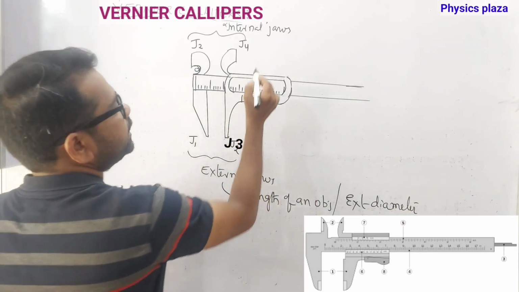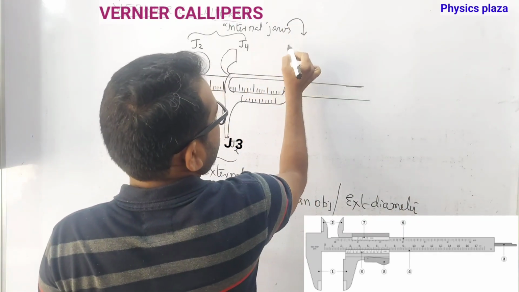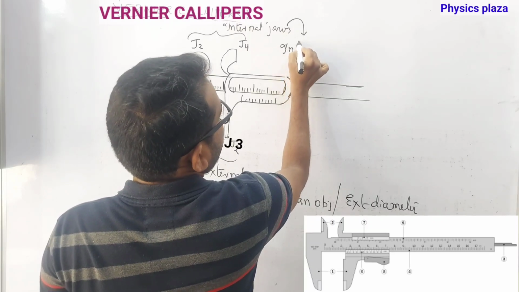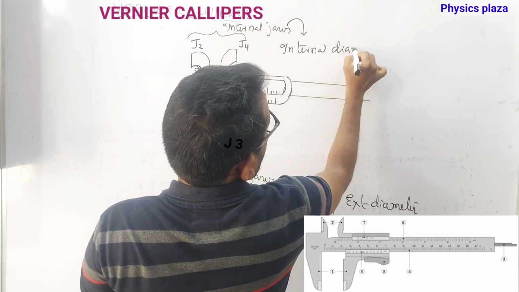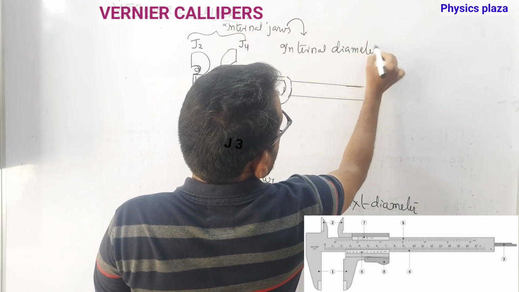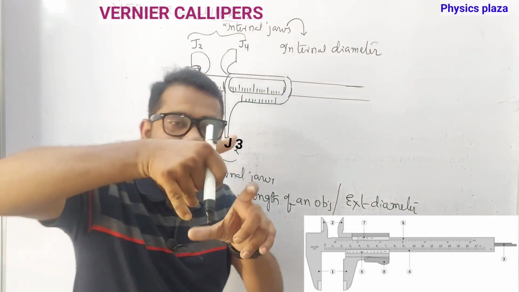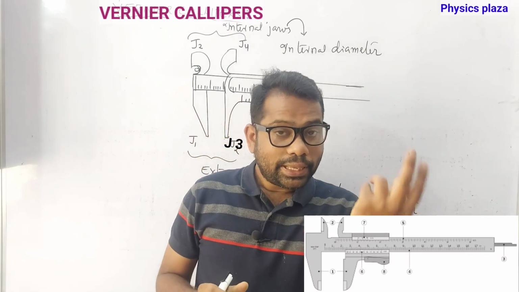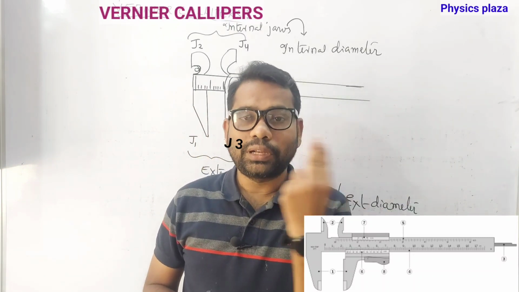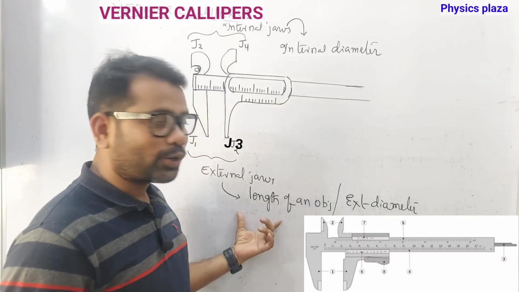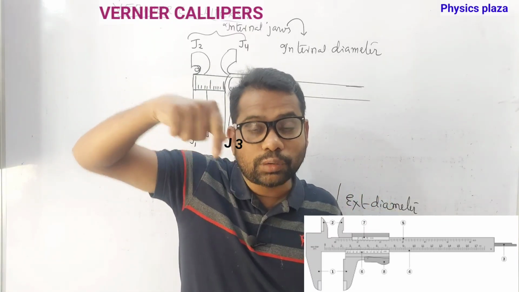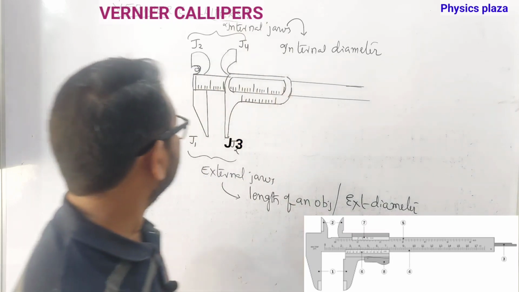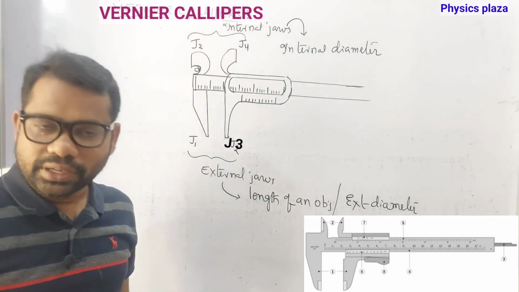But by using internal jaws, children, we can measure the internal diameter. For suppose, children, if you have a water bottle, that cap will be there. If you want to measure the external diameter of that water bottle cap, we can use the external jaws. But if you want to measure the inner diameter of that water bottle cap, there we have to use the internal jaws. Is it clear?